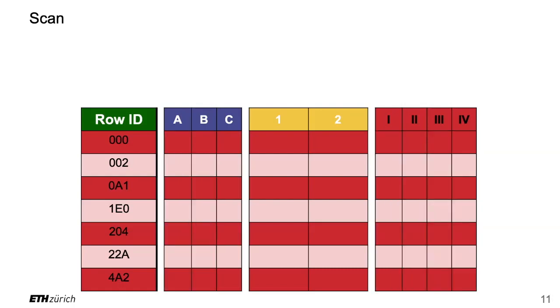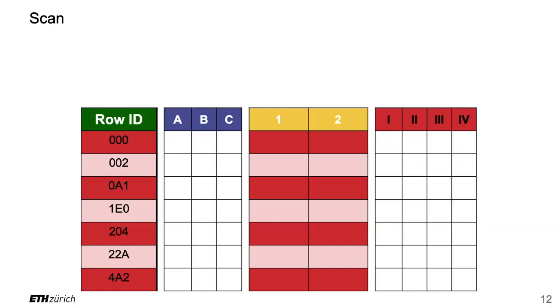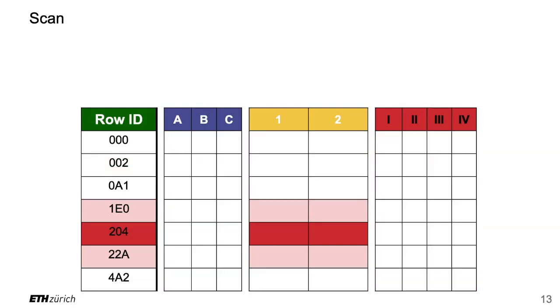You can scan, for example, just the yellow family. That's fine too, right? Then you don't read the purple and red families. That's totally fine. You can also decide to scan just an interval. Maybe you don't want to scan the entire table. You only want to scan everything that is in between 1E0 and 22A, for example. That is fine too. So here we are scanning both just an interval of row IDs and just specific column families, okay?